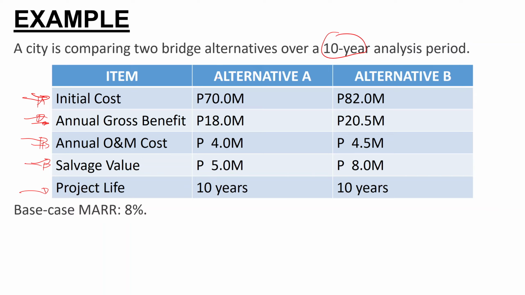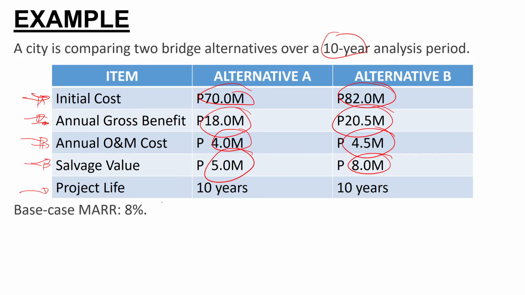For alternative A, initial cost is 70 million, benefit of 18, O&M at 4, salvage value at 5 million. For alternative B, initial cost at 82, gross at 20.5, O&M at 4.5, and salvage value at 8 million. Project life for both is 10 years.